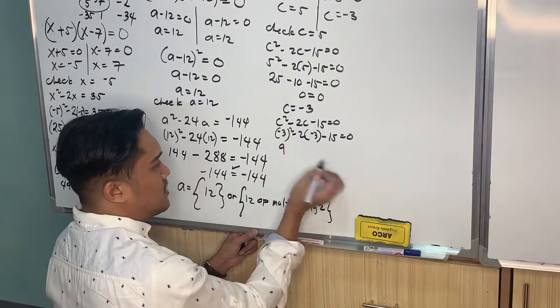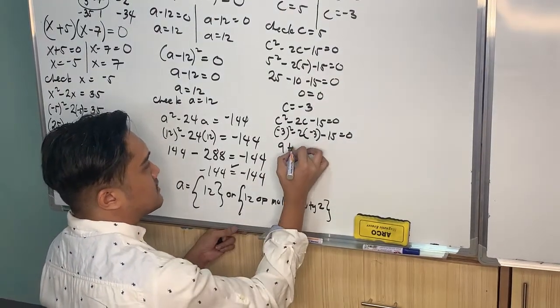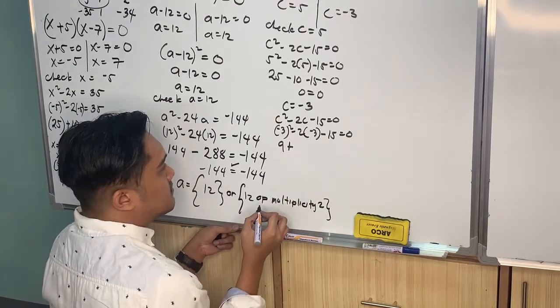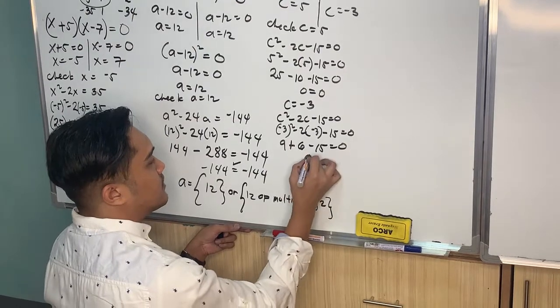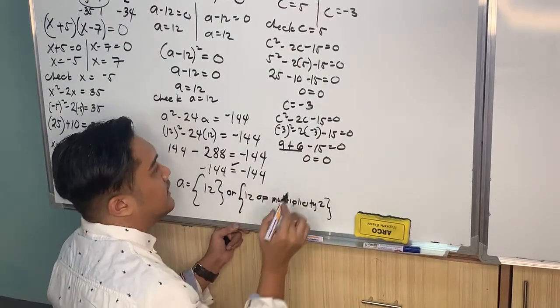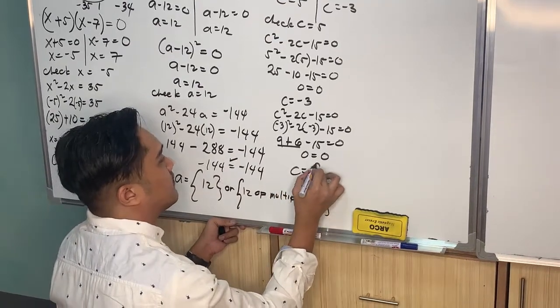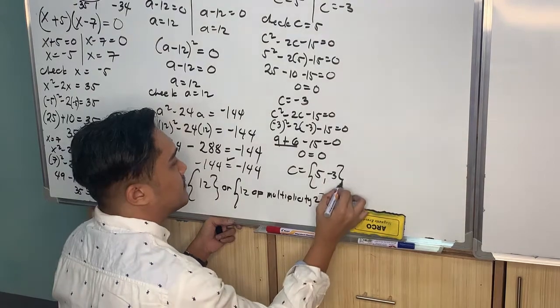9 minus, plus 6 minus 15 is equal to 0. So 0 equals 0. 15 minus 15 is 0. Therefore, ang ating solution set will be 5 and negative 3.